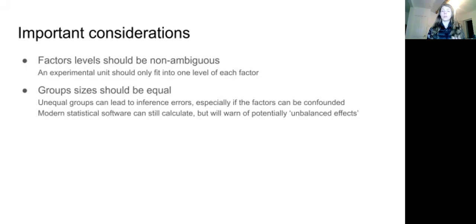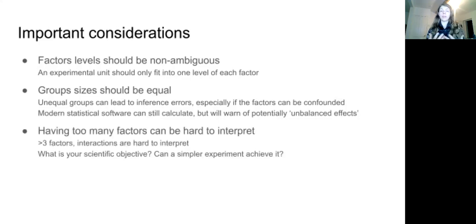Second, factorial designs are most efficient and the statistical approach is most accurate when group sizes are equal. So, for example, there should be the same number of apples as bananas under consideration, the same number of males and females, and importantly, the same number of males who ate bananas as females who ate apples and vice versa. Having group sizes that are unequal can lead to inference errors, especially when the two factors can be confounded. Our modern statistical software can cope with unequal group sizes to an extent, in that it will happily produce test statistics and p-values, but it may potentially warn of unbalanced effects. And it's up to you as the researcher to decide whether these are problematic or not.